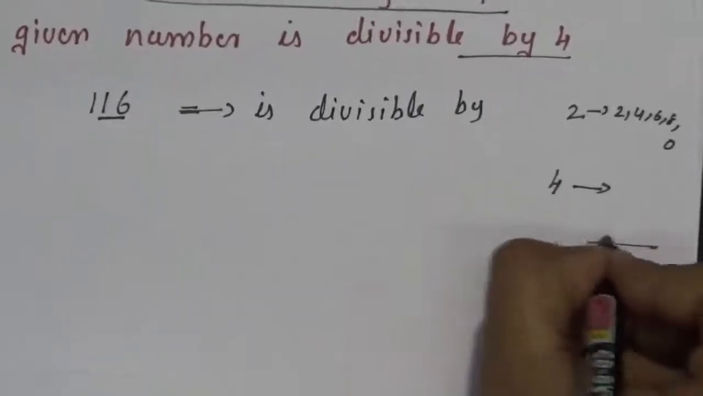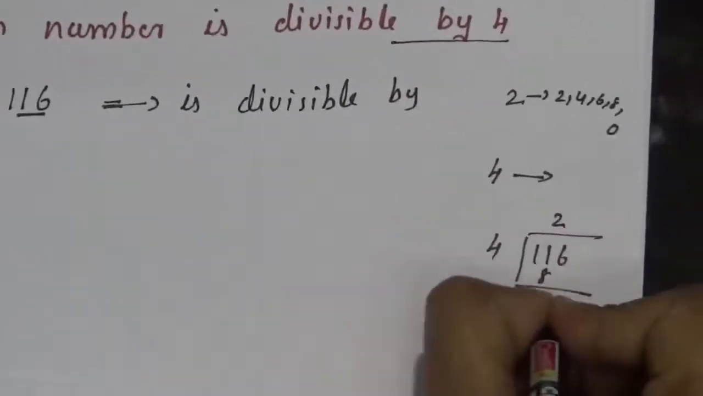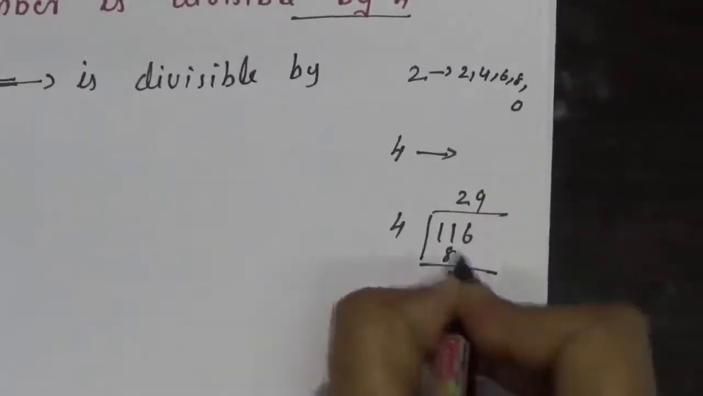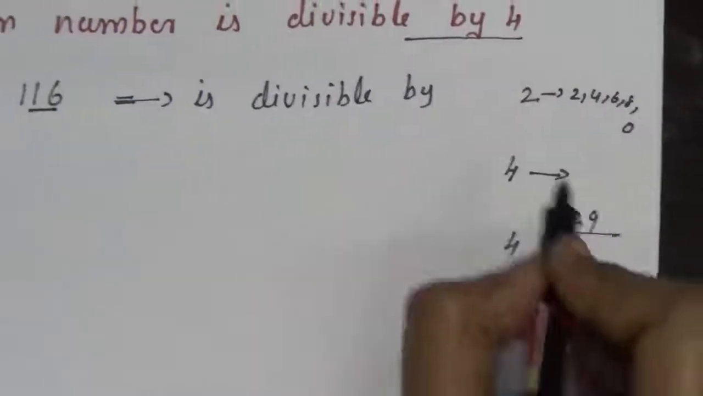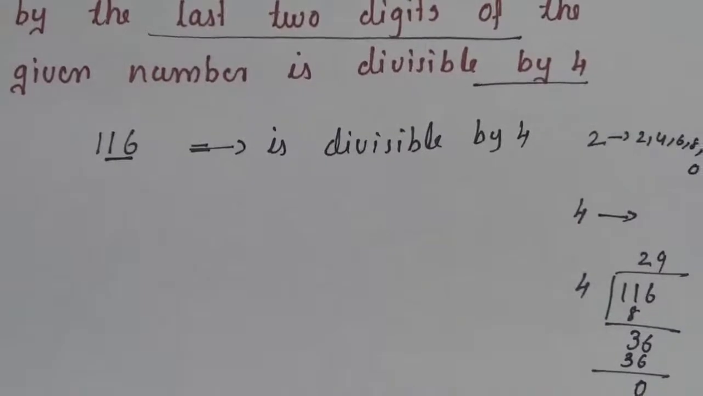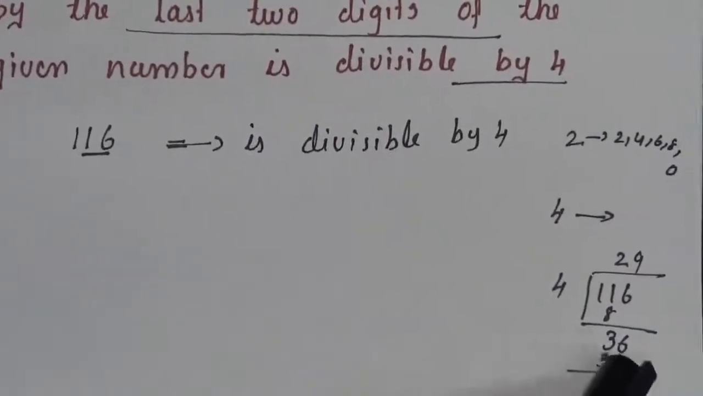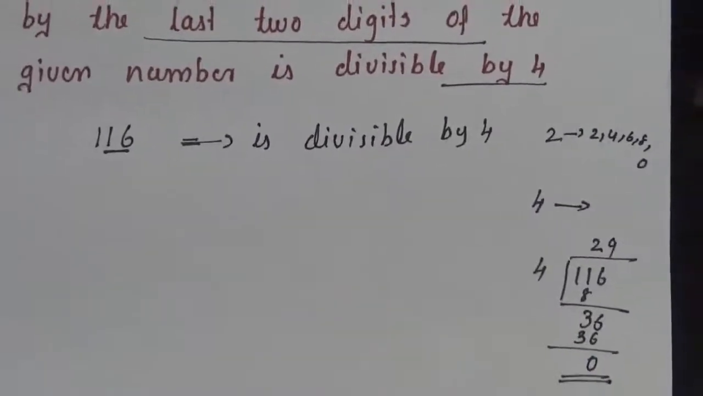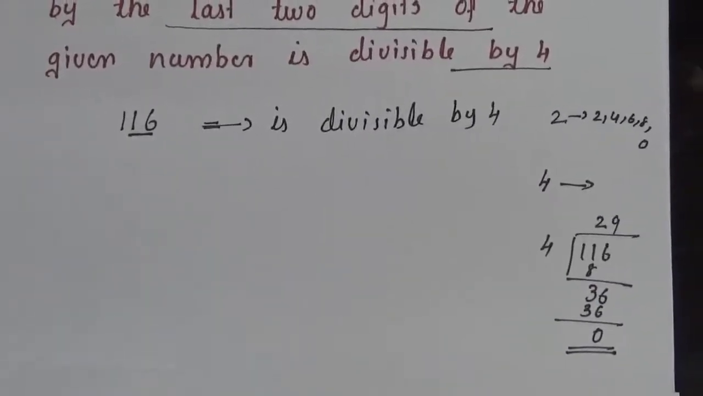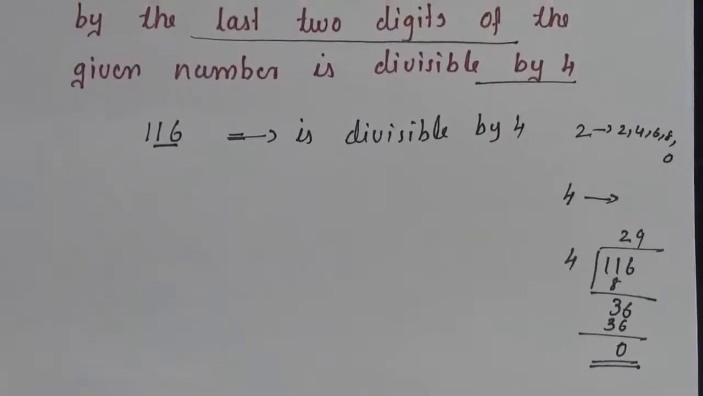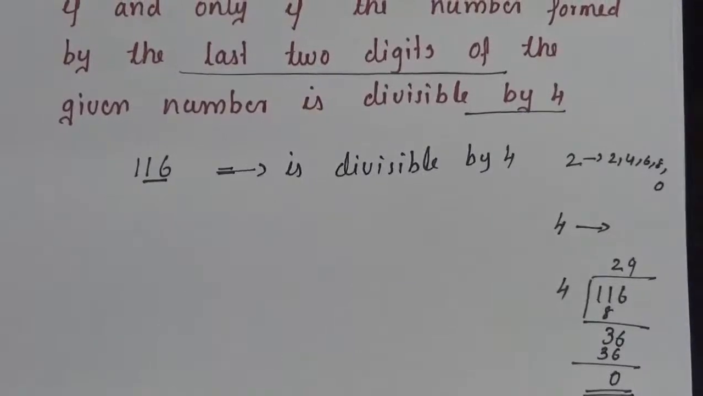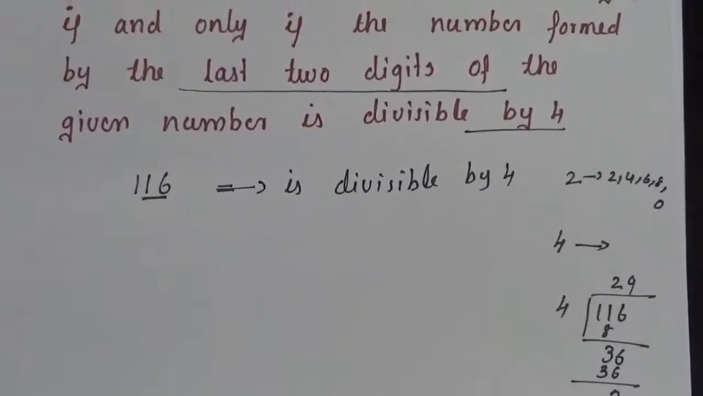So we have 2 4s are 8, 9 4s are 36. We have the remainder 0. So this number is divisible by 4. Okay, so to check the divisibility by 4, you don't want to divide the number by 4. You can check whether it is divisible by 4 by looking at the last 2 digits of the given number. If that number is divisible by 4, definitely the given number will be divisible by 4.